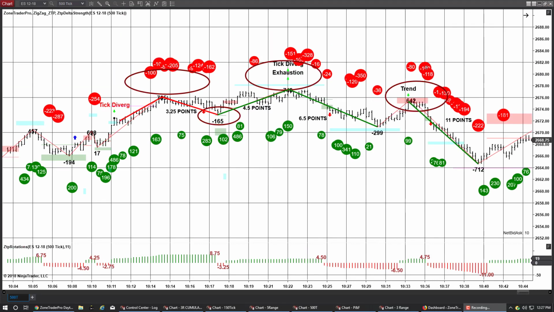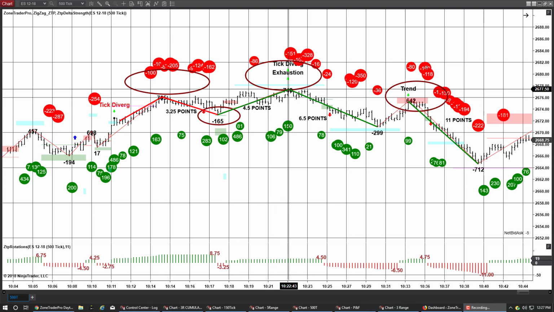And here's the reason why the ZoneTraderPro patterns are so important, and the risk reward that it shows us is also very important. As we can see here, this trade, which would have been high risk, was only worth 3.25 points. The strong trend trade was worth 4.5 points. However, as I said, if we were going to take that trade, we would have to have additional risk.